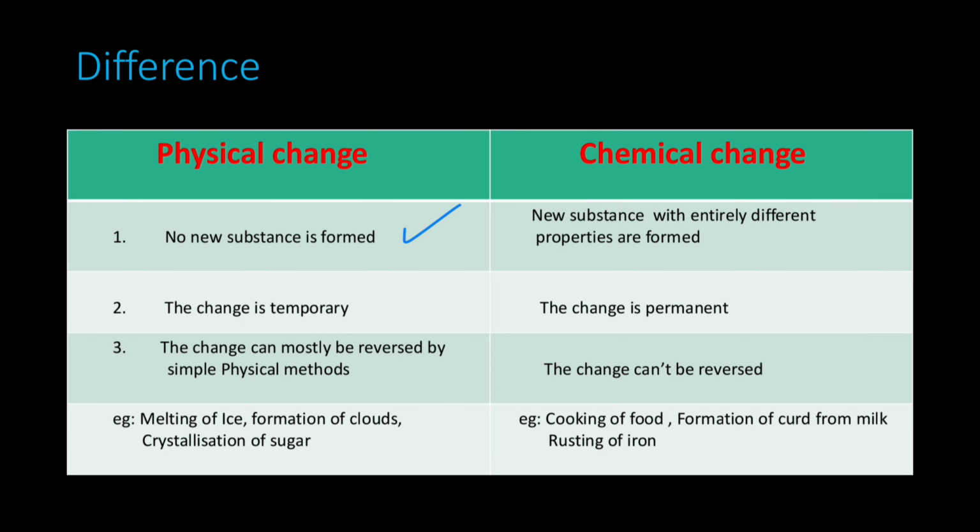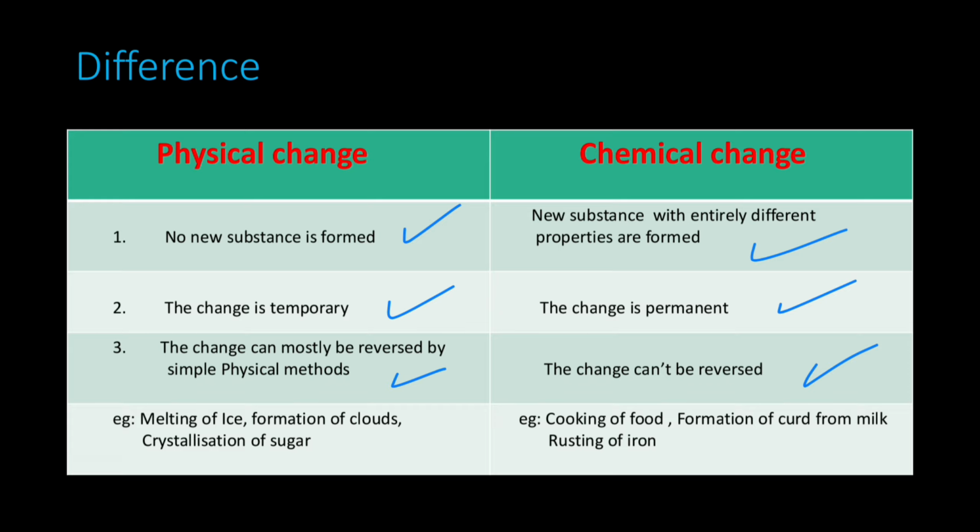So here it is: there's no new substance formed in physical change, and in chemical change, a new substance is formed with entirely different properties. We have seen that with examples. In physical change, the change is temporary. In chemical change, the change is permanent. In physical change, the change can mostly be reversed by simple physical methods, but in chemical change, the change cannot be reversed. In physical change, we have seen it is reversible, with the example of melting of ice: ice melts into water, and water again on freezing becomes ice.